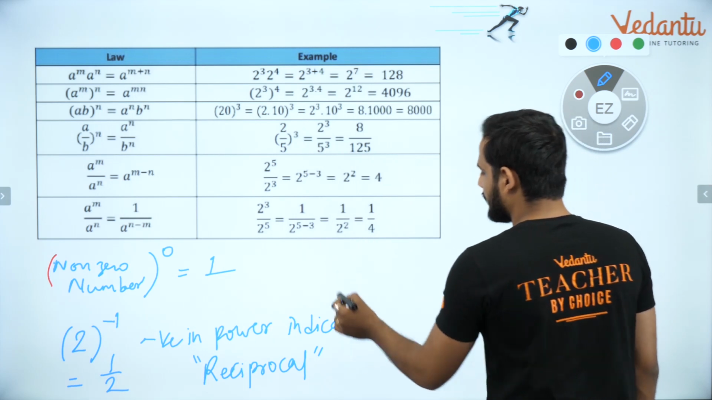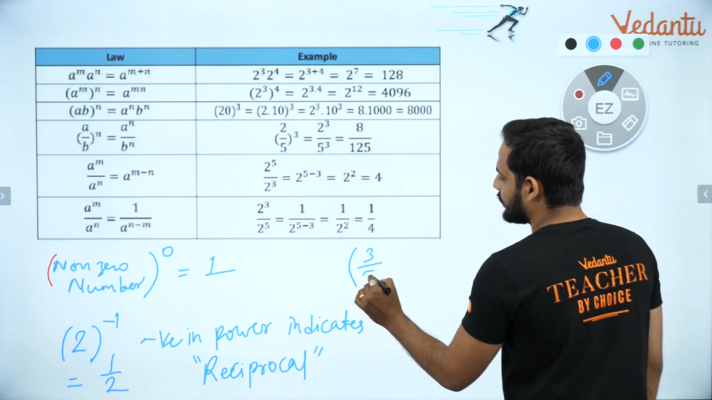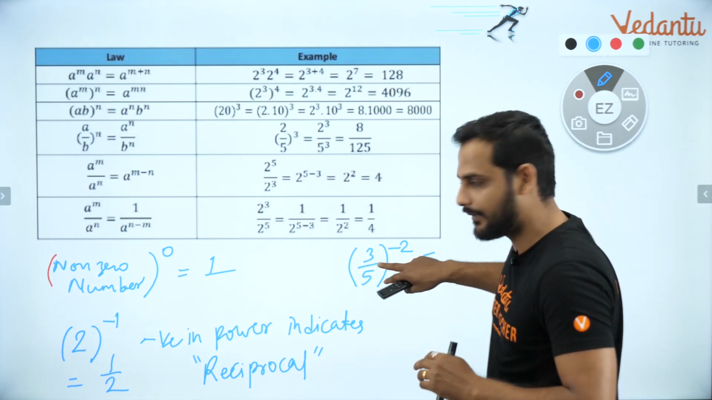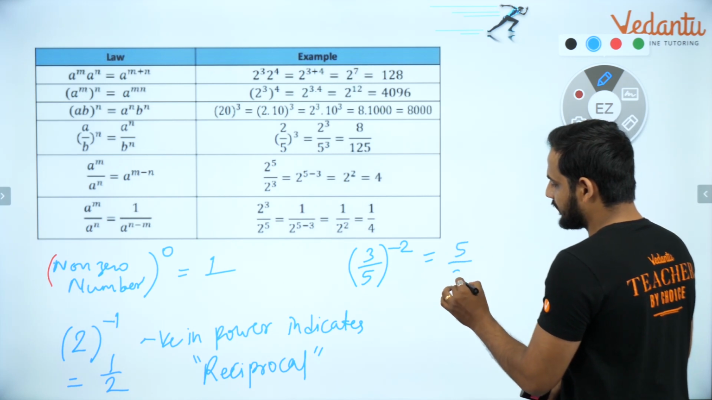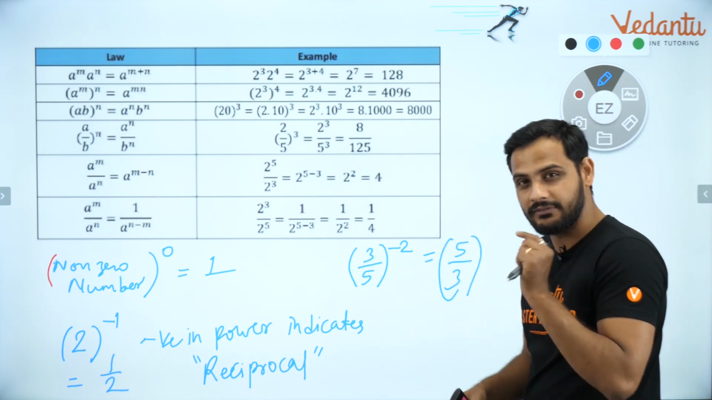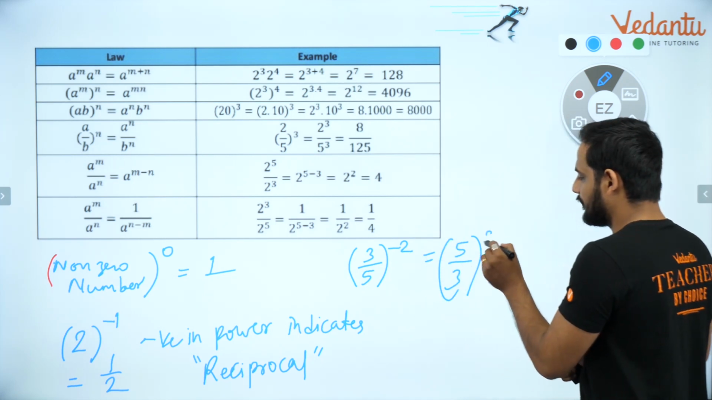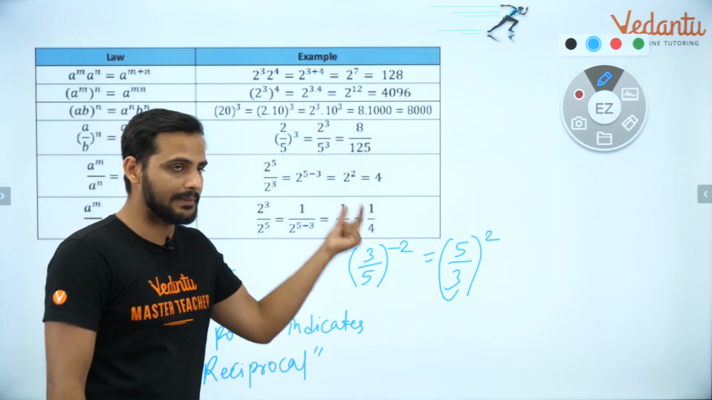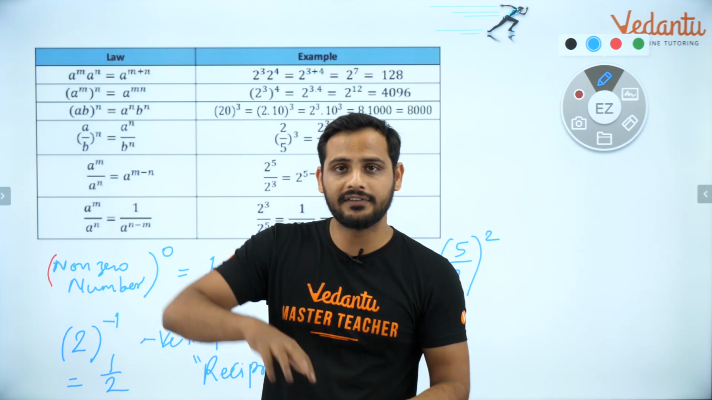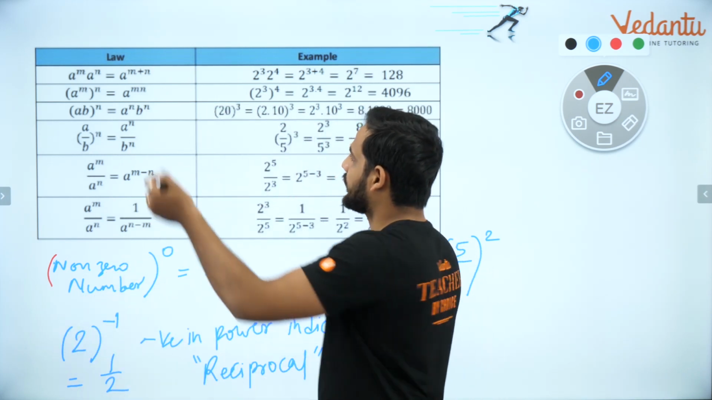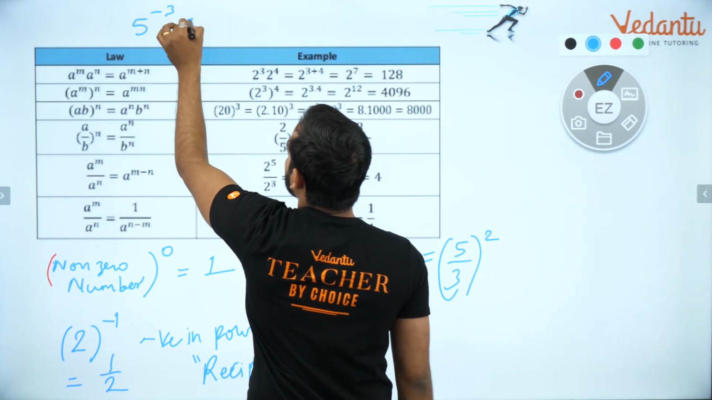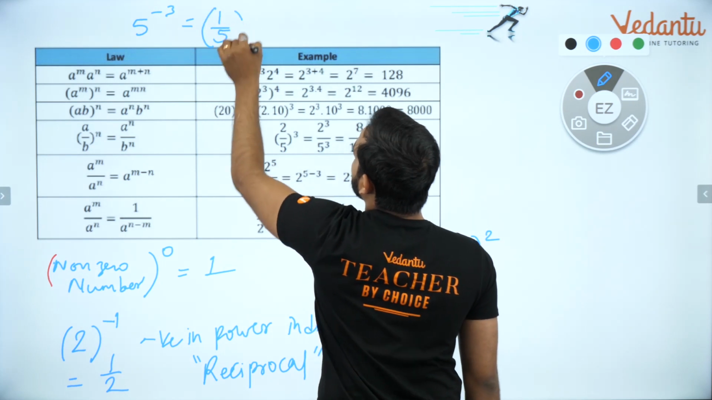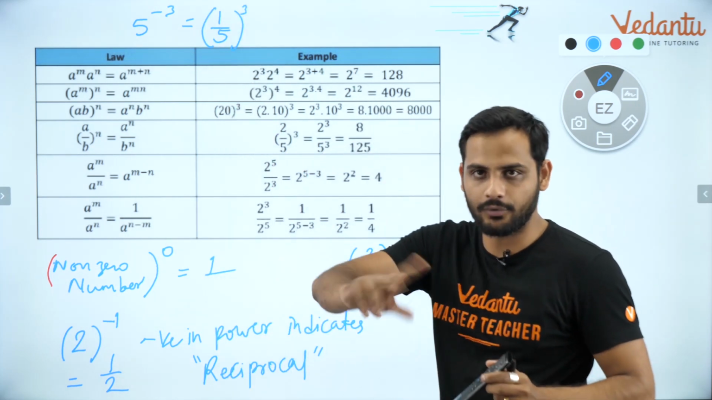Suppose I give you 3 by 5 raised to the power minus 2. How to get rid of this minus? Just reciprocate the number on which the power is placed. So 3 by 5 will become 5 by 3, and now the power will be written without the negative sign. As simple as that. The negative tells you that the actual number is in reciprocal. If I put 5 raised to the power minus 3, it means do the reciprocal of 5, so you'll get 1 by 5 raised to the power 3. So negative says reciprocate that part.